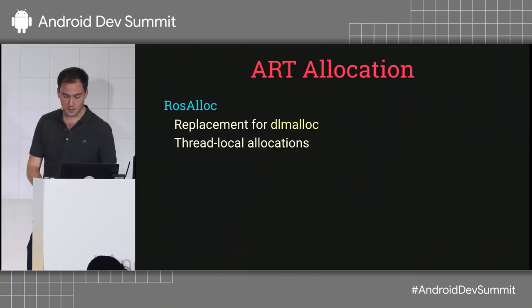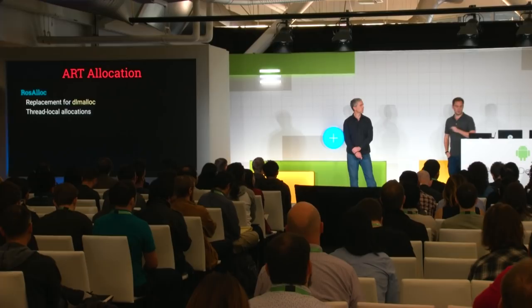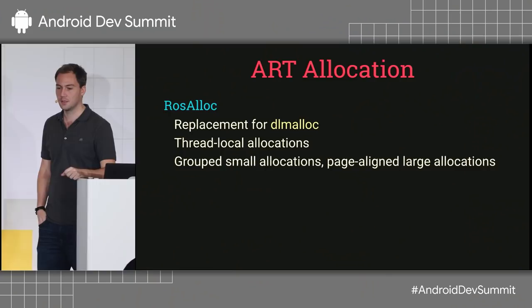Anyway, dlmalloc is basically the algorithm behind the malloc function call in native code. So this is what you use when you call malloc or call new in C or C++. This is the algorithm we're using. So Dalvik was relying on that. Art replaced it with its own called ROSalloc. So the main benefit of ROSalloc is that it's thread aware. So it's able to do allocations that are specific to a thread, and we're going to look at this in detail, and you'll understand why it brings a lot of benefits.